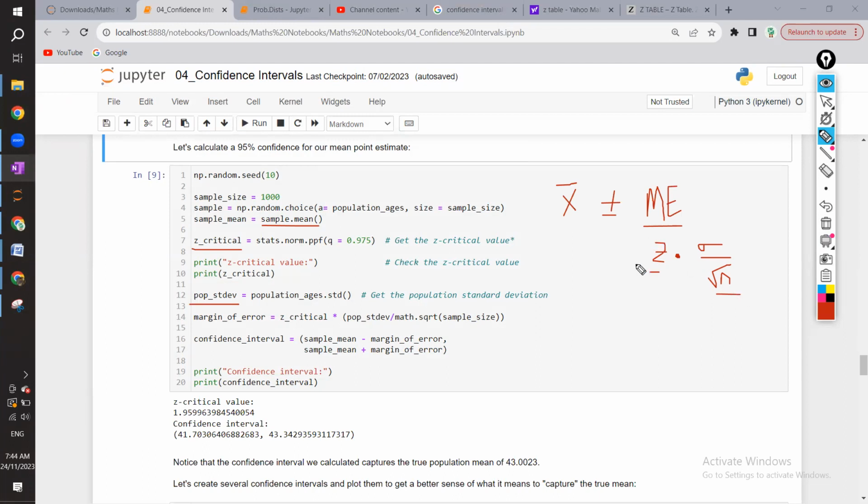So how can you calculate this margin of error? The Z critical value you get from 0.975. Z critical value into rho: for this population ages, if you calculate dot std, you will get the population standard deviation, that is my rho. And square root of n: from the math library, you will have a square root function, give the sample size, n is 1000. Once you do that, it will give you the margin of error. If you do plus or minus to our sample mean, that means sample mean minus margin of error and sample mean plus margin of error. Simple. It will give you the confidence interval.